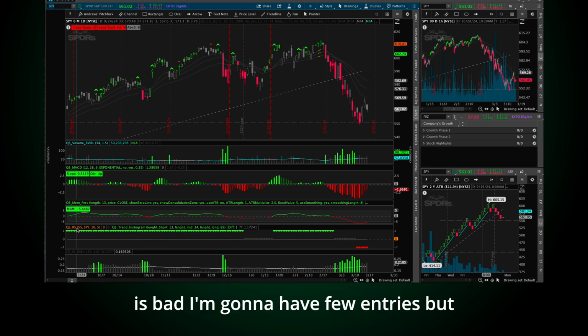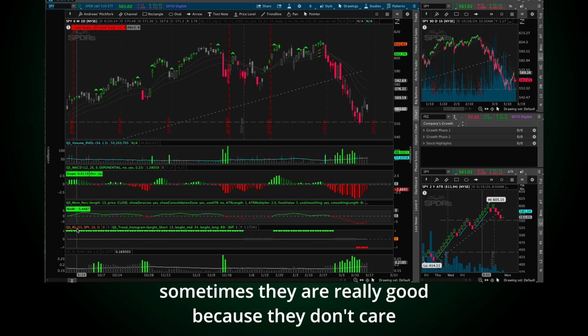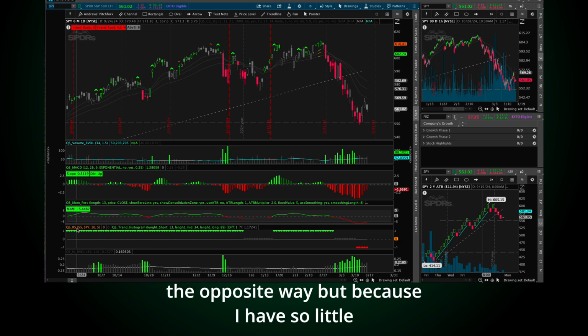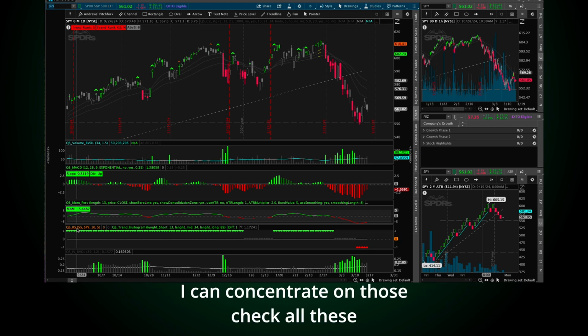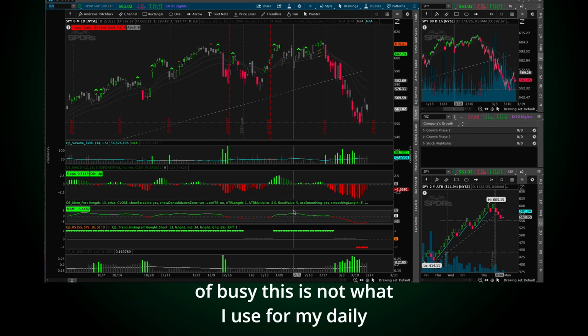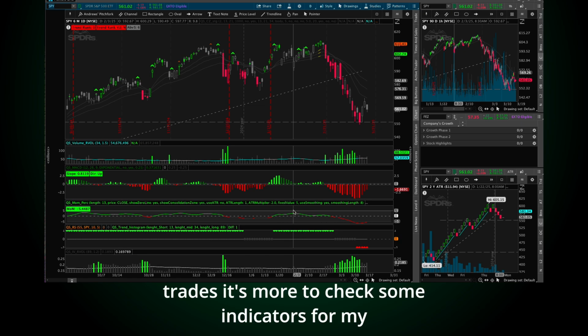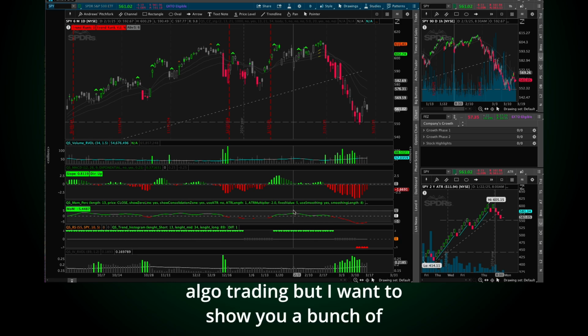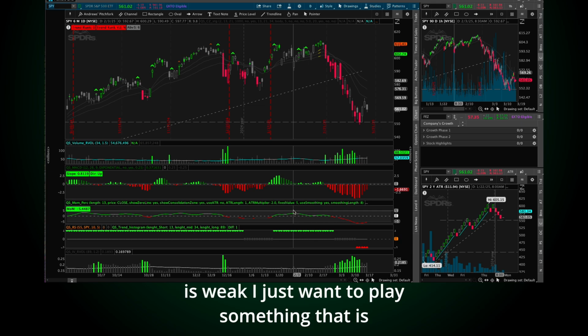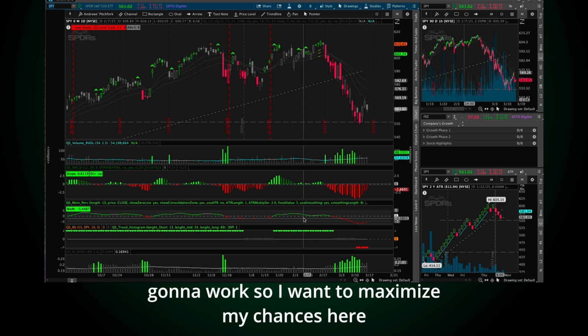And again, when the market is bad, I'm going to have few entries, but sometimes they are really good because they don't care about the market, and sometimes they trade in the opposite way. But because I have so few, I can concentrate on those and check all these parameters. As you see, my chart today is kind of easy. This is not what I use for my daily trades. It's more to check some indicators for my algo trading. But I want to show you a bunch of stuff today. And in these cases, when the market is weak, I just want to play something that is going to work, so I want to maximize my chances here.